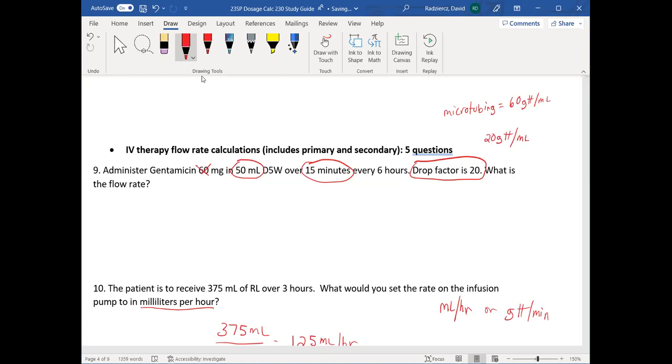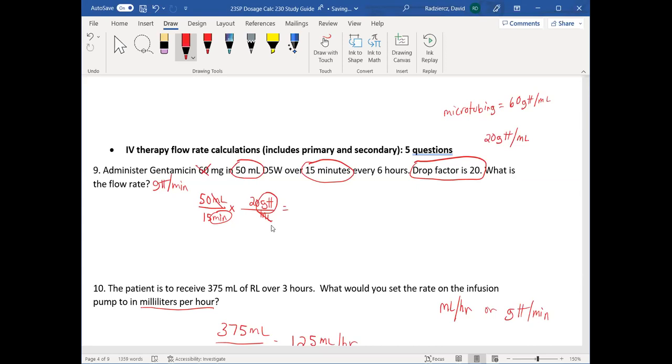So what I'm going to do is solve for drops per minute. Ideally, if I'm using dimensional analysis, I can just set this up using the information that I know. I know I have a volume of 50 milliliters that's infusing over 15 minutes. I have a drop factor of 20. And when I set this up, I'm going to get exactly what I'm looking for: drops per minute.